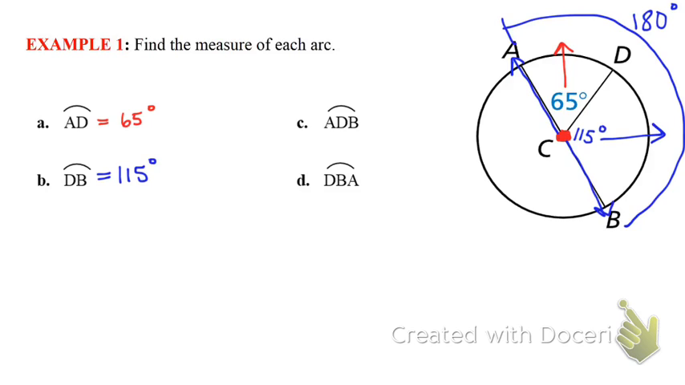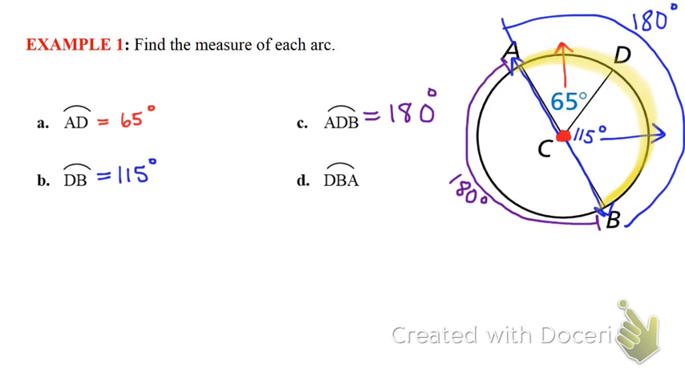Then we can look at the other side of the circle, this side right here. This is obviously a semicircle. So this is obviously 180 degrees, or half of a circle, right? A circle is 360. So now I'm looking at finding the measure of arc ADB. So ADB is this one, right? That's half a circle. So that's 180.